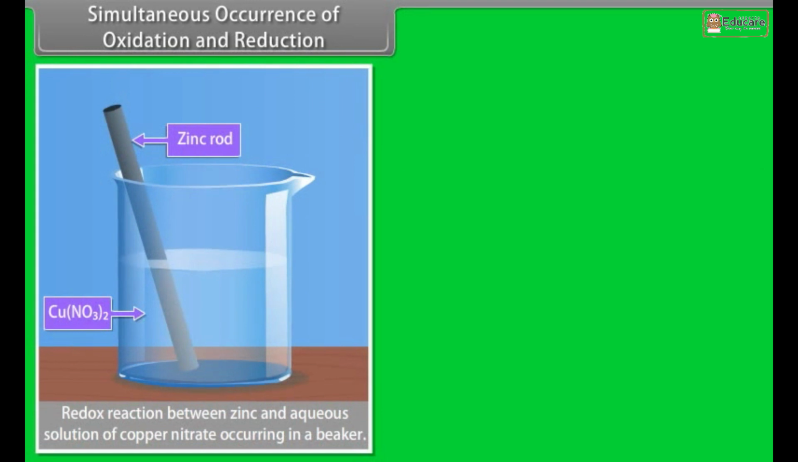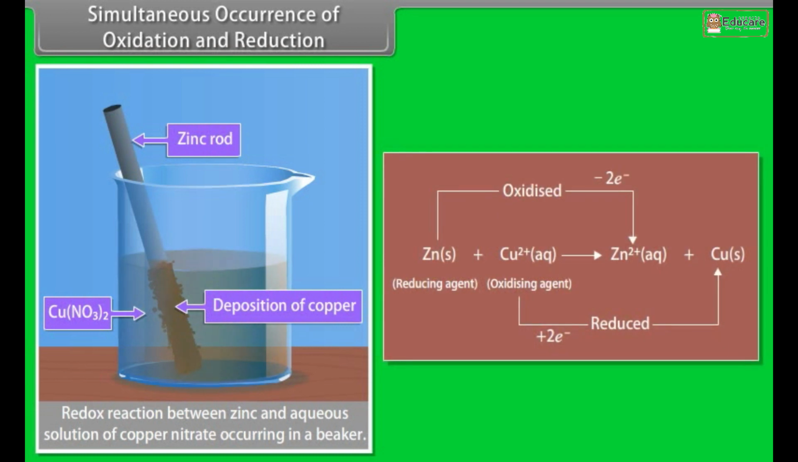In this reaction, zinc atoms lose electrons and are oxidized to zinc ions, whereas cupric ions gain electrons and are reduced to copper atoms. Here, cupric ions act as oxidizing agent and zinc atoms act as reducing agent.